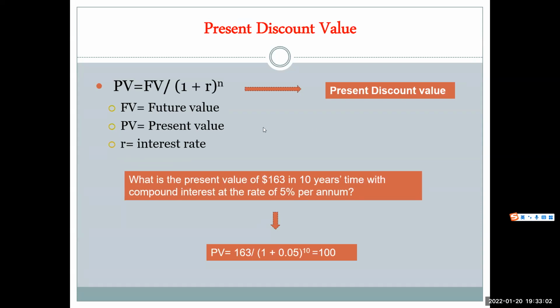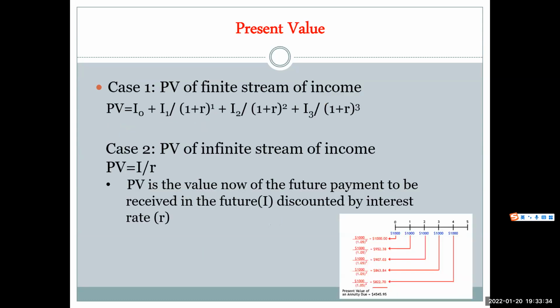Then we can use the future value to generate the present value. This is actually the present discounted value. So what is the present value of $163 in 10 years' time with compound interest at the rate of 5% per annum? We can easily calculate it as $100. Of course, we have different cases. For example, we have a finite stream of income and an infinite stream of income, and present value is the value now of the future payment to be received in future, but discounted for the interest rate. So now let's discuss.